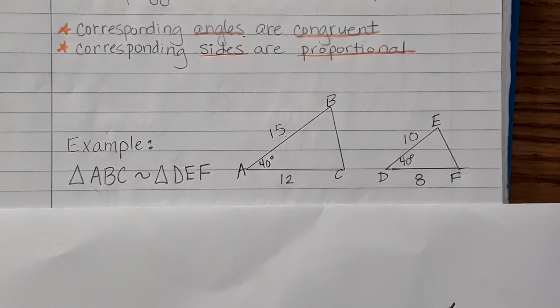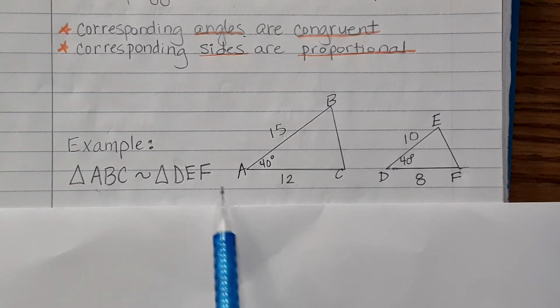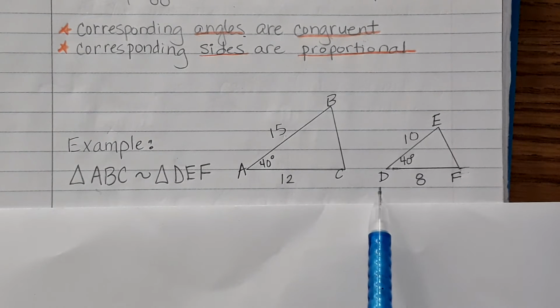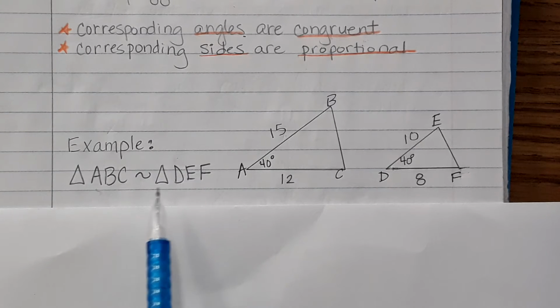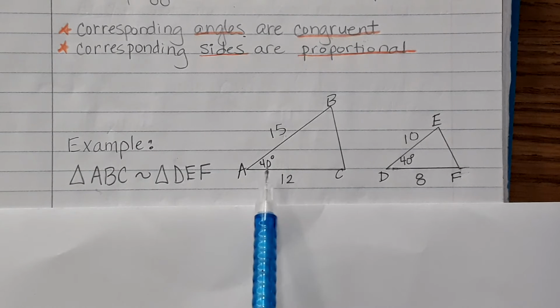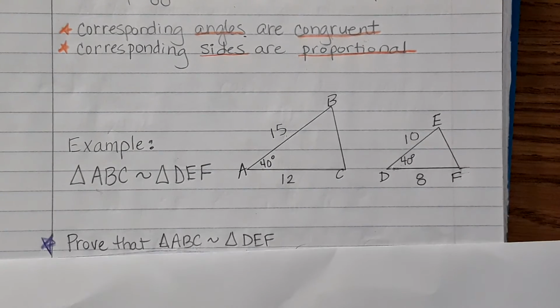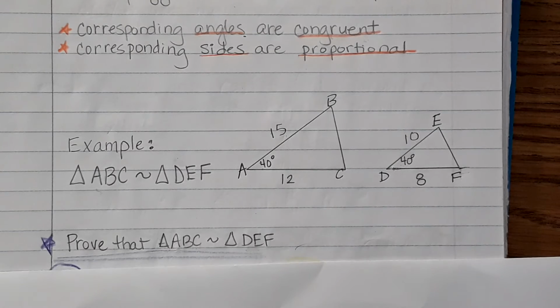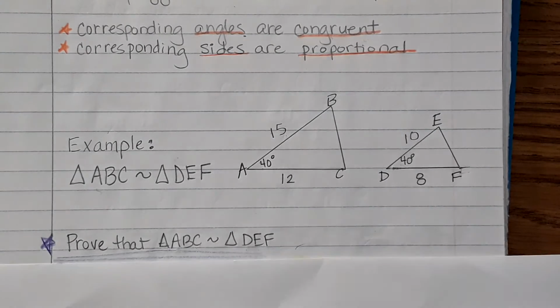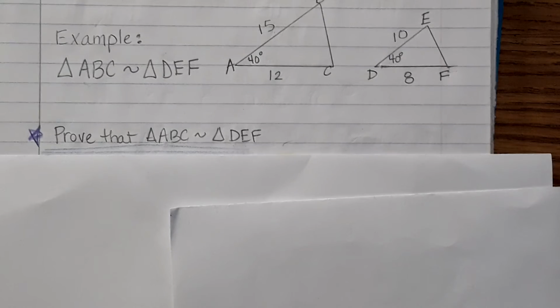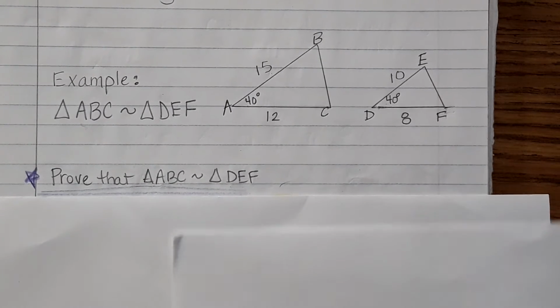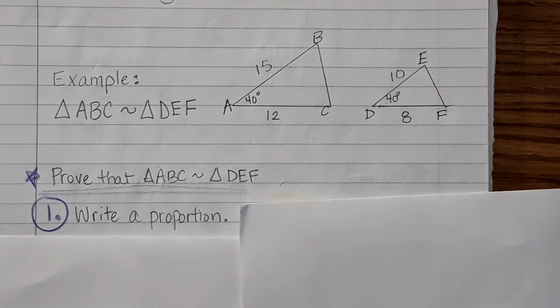So here's an example. I have triangle ABC and triangle DEF. I know that these triangles are similar because these are the same exact angles, and I know that these are proportional. So we're going to prove it. We're going to prove that they are proportional, or that they are similar, by writing a proportion.